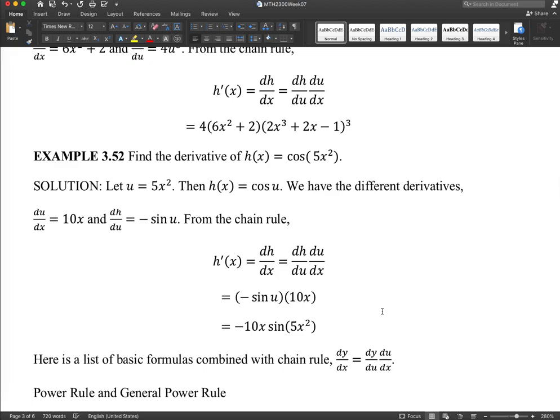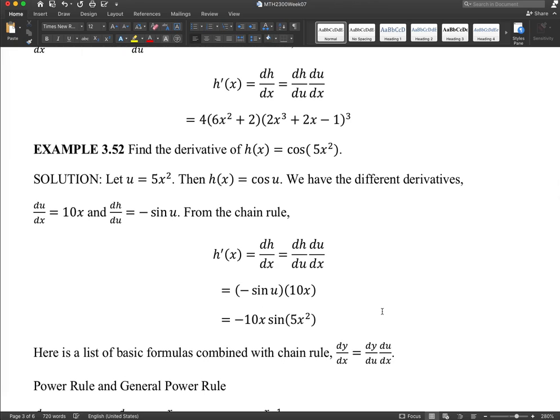This time it is the derivative of cosine of 5x squared. It's not cosine of a single x or cosine of a single u or t, but we can make it happen. Okay, when I create a notation u for 5x squared, h of x just turns out to be cosine u. So I can calculate dh du. And at the same time, I suppose you can do the same, that is du dx. Then according to the chain rule, we just need to multiply the derivatives together.